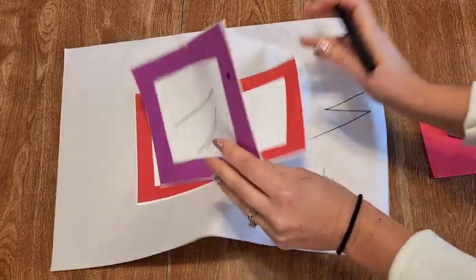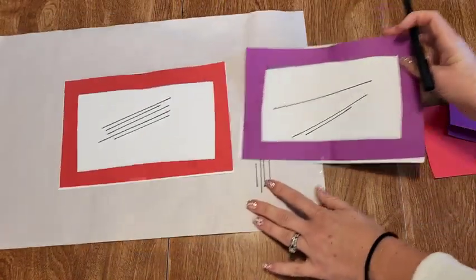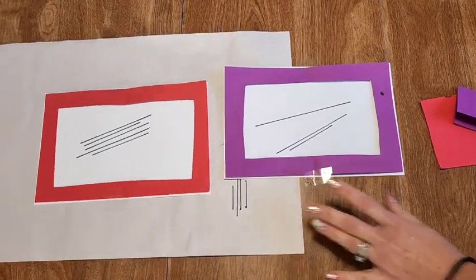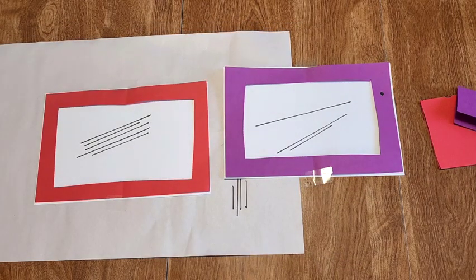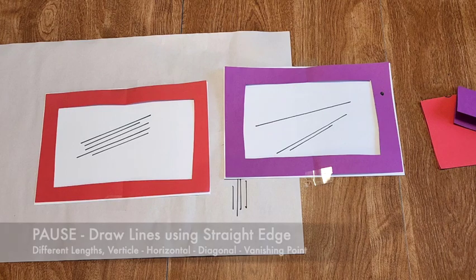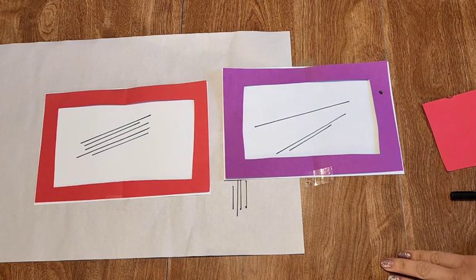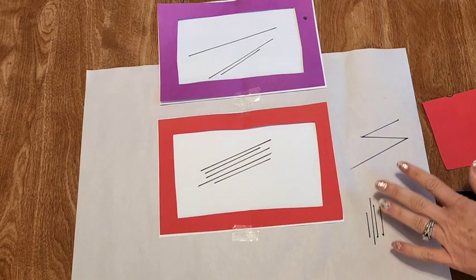So go ahead and do a couple of lines using your straight edge. You can have something in mind if you want, or let's just get some lines down and then we can create something. So if you want. Okay, great job, guys. Now if we want, let's add some circles.